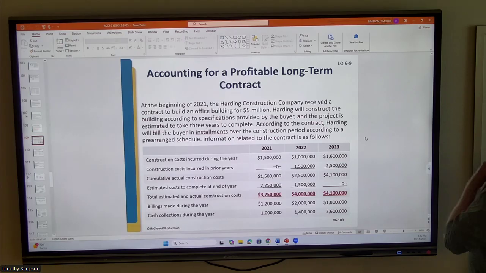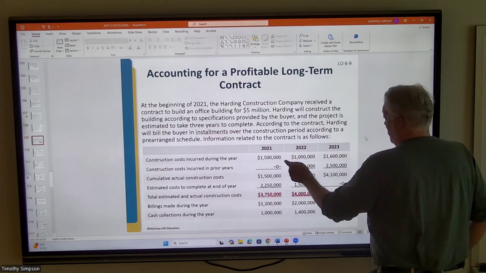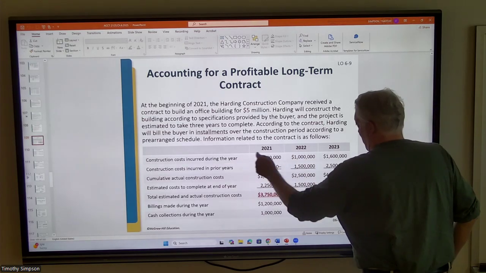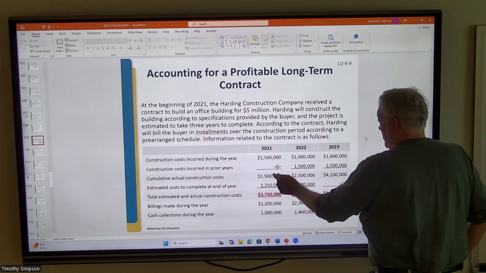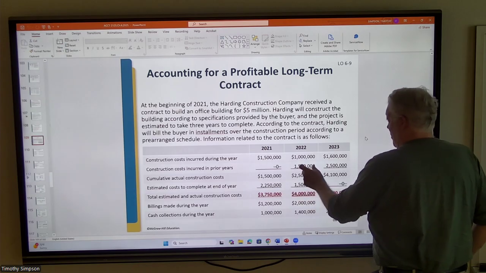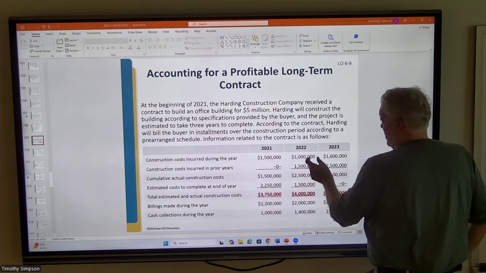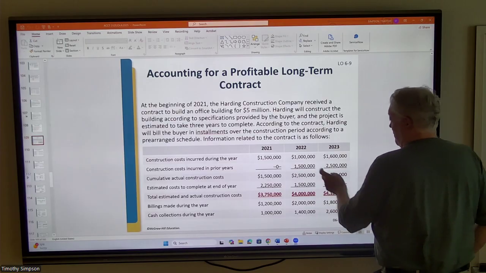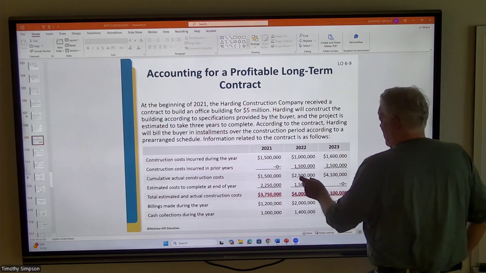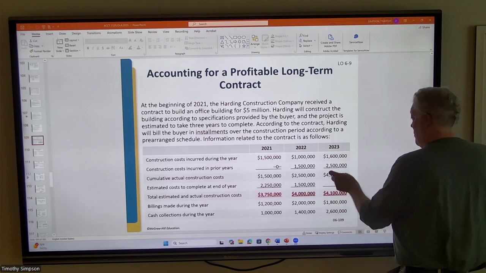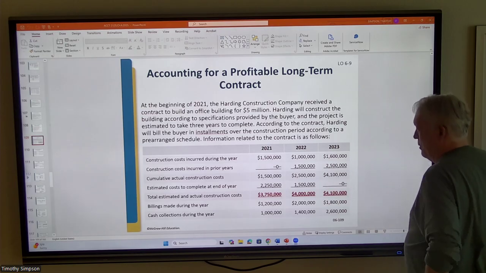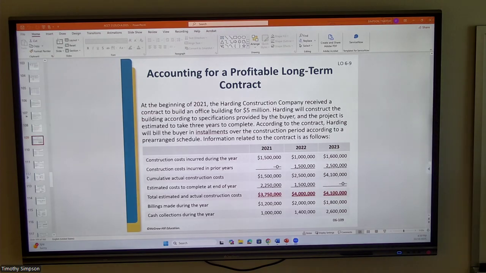Obviously, between 2021, which is the beginning year, there's no cost being carried over, but it is cumulative from year to year. So 1.5 million carries over to this next year, and so the cumulative construction costs as of the end of 2022 are $2.5 million, and then that itself carries over to 2023, where we end up with the final estimated completion cost of all the inputs of $4.1 million.